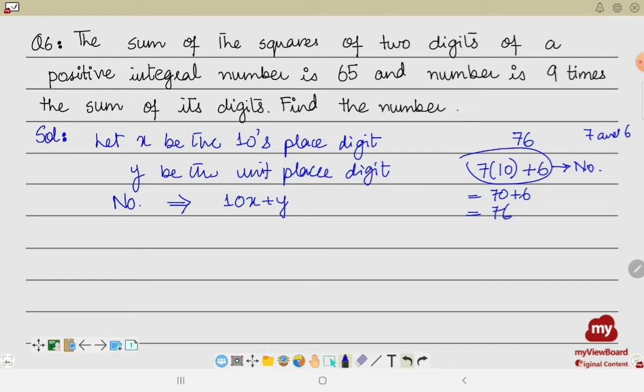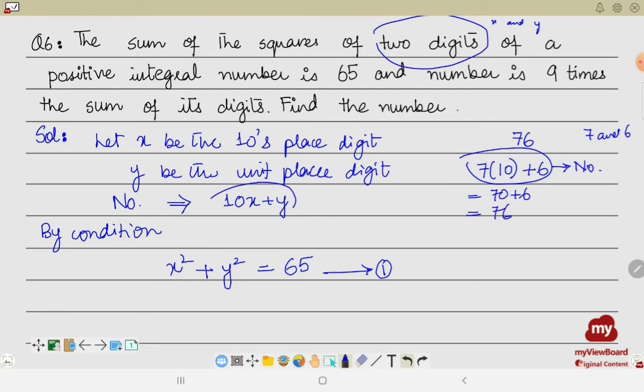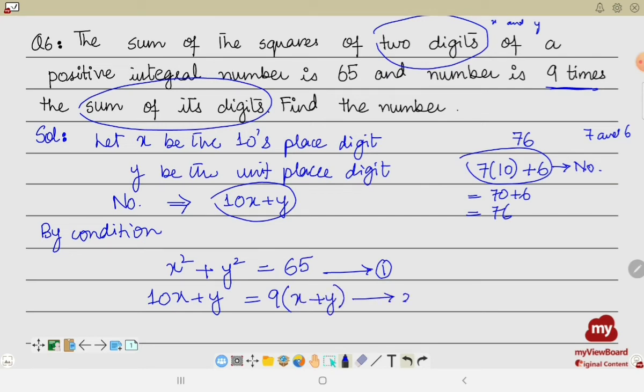Now we are going to apply the condition on this x, y and the number. So the sum of the squares of the two digits, the digits were x and y. So according to the given condition, the sum of the squares of the digits x and y, their squares and then the sum, of this positive number is 65. So this is going to be your first equation. And the number is 9 times the sum of its digits. Again the digits were x and y. The number is 9 times the sum of its digits. So this is going to be your second equation. Now we are going to solve these two equations simultaneously, and we'll find out the values of x and y.